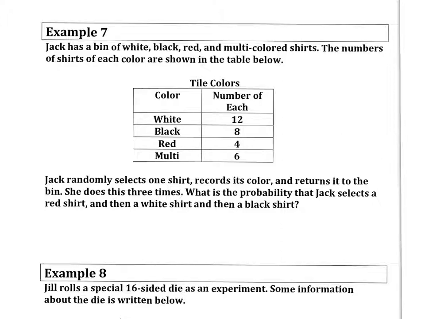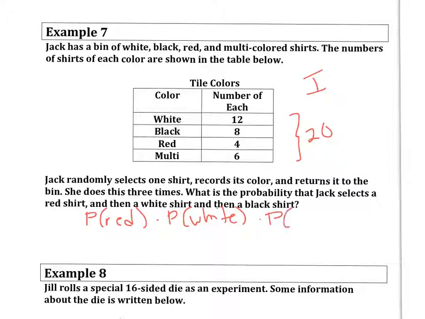So these are independent events because he puts them back in. We would want to find the total, so let's add them up. It ends up being 20 total shirts. Now I want to know first the probability of a red, and notice these are all ands, so then we would multiply that by the probability of a white, and then multiply that by the probability of a black.